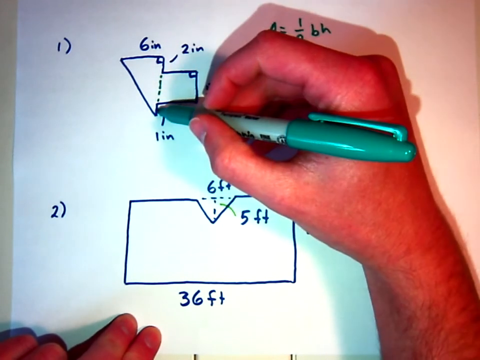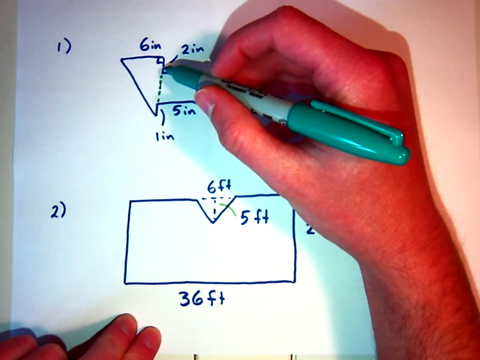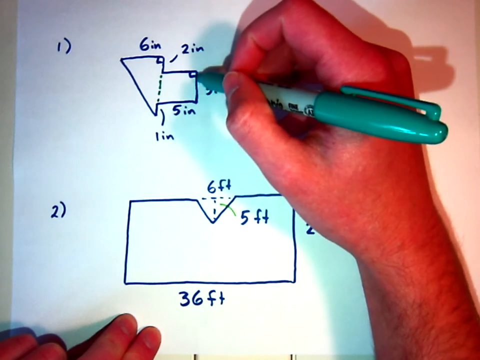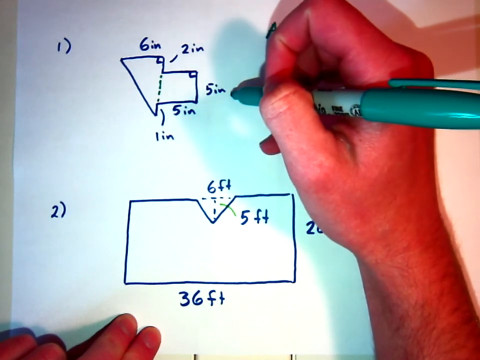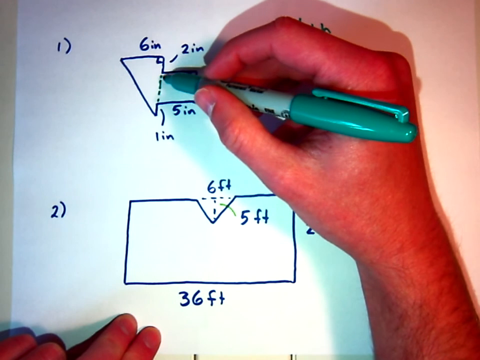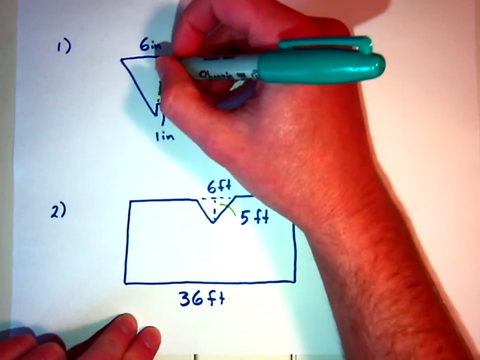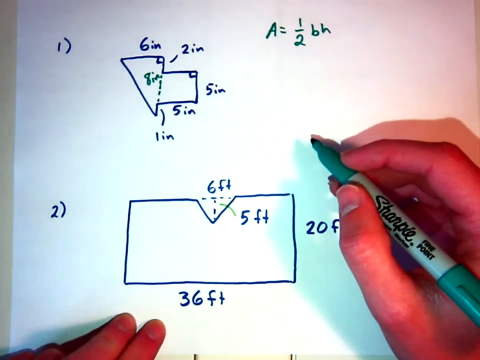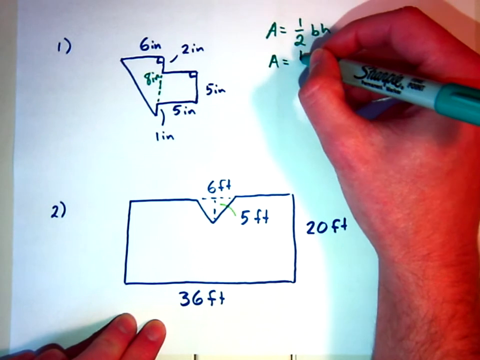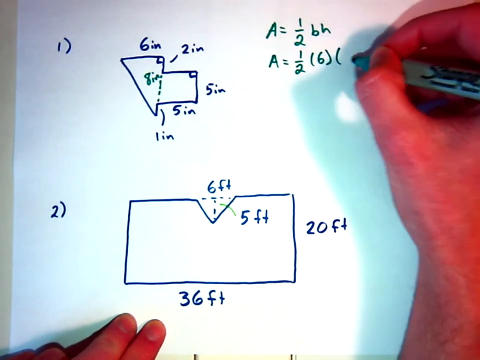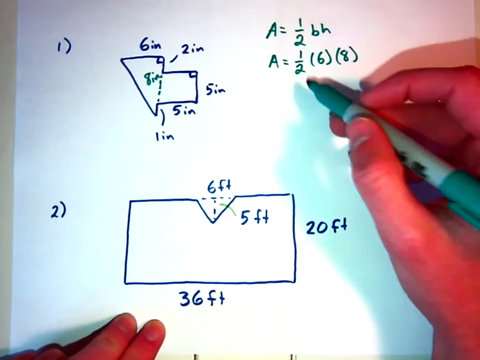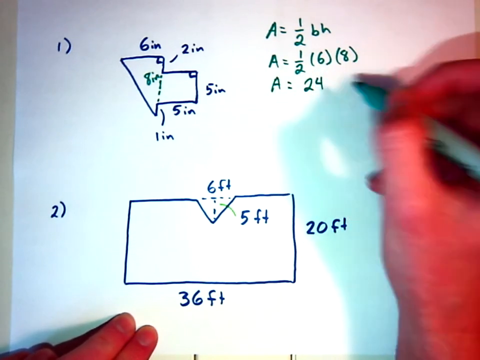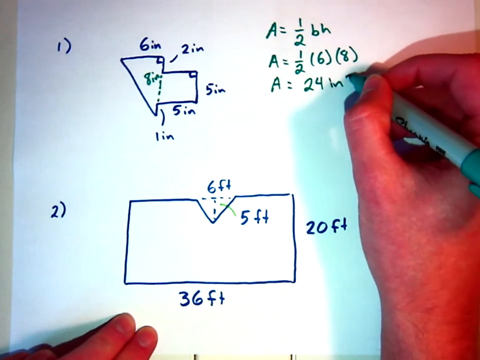Well, I know that this small portion here is 1. This other small portion here is 2. Well, I need the whole thing. If this portion of the square is 5 inches, then this one also has to be 5 inches. So this is 2 plus 5 plus 1, which gets me the entire 8 inches. So that entire side of the triangle is 8 inches. I could then plug those values in. A equals 1/2 times 6 times 8. 1/2 of 6 is 3, and 3 times 8 is 24. So the area of the triangle is 24 inches squared.